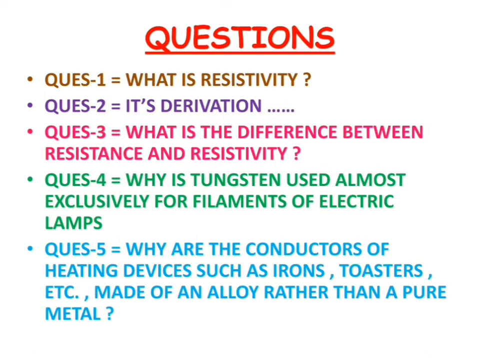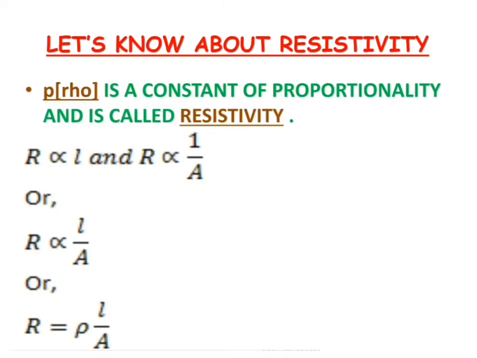So the first question that I'm going to ask you is, what is resistivity? And do you know its derivation, how the formula of resistivity is obtained? Then, what is the difference between resistance and resistivity? Why is tungsten used almost exclusively for filaments of electric lamps? Why are the conductors of heating devices such as irons, toasters, etc., made of an alloy rather than a pure metal? So, first of all, let's start with resistivity.